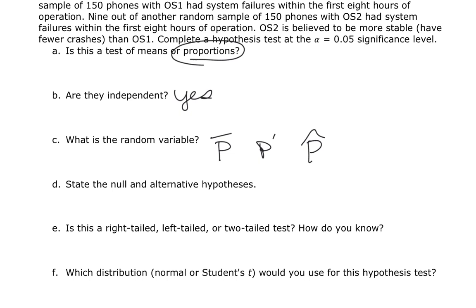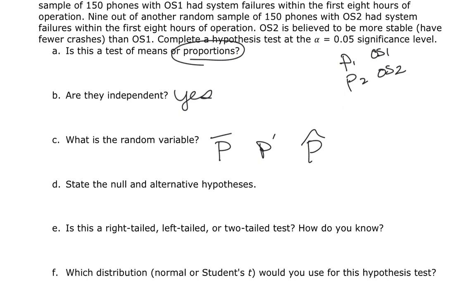So then what are the null and the alternative hypotheses? To make our lives easy, P1 is for OS1 and P2 is for OS2. Now, OS2 is believed to be more stable, so what we believe is that P1 will have more crashes. Now remember, success is crash.